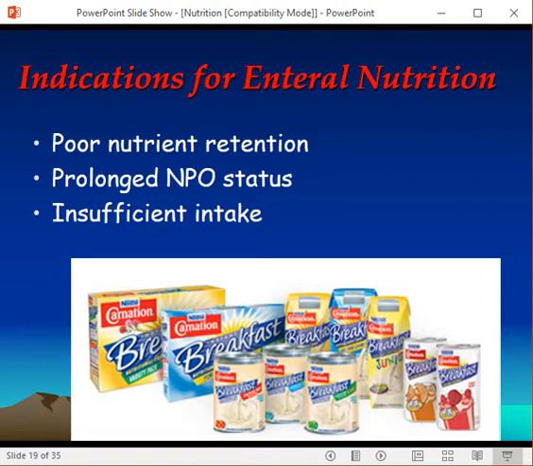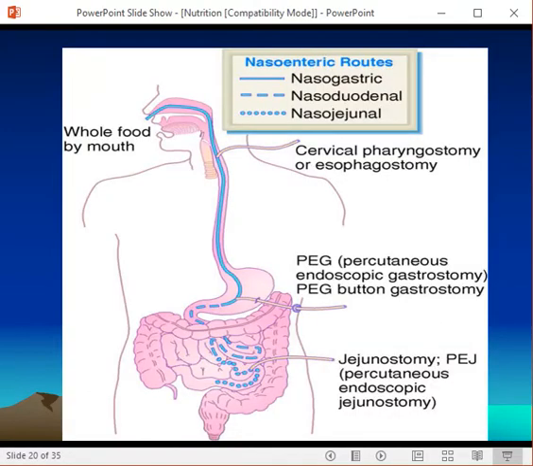Then what are the indications for enteral nutrition? Poor nutrient retention, prolonged NPO status, insufficient intake. These are the indications for enteral nutrition. This is the diagram to show this enteral nutrition.